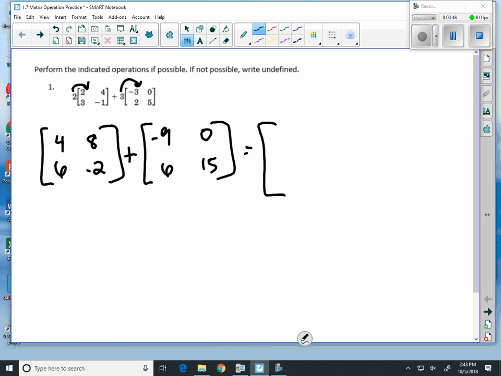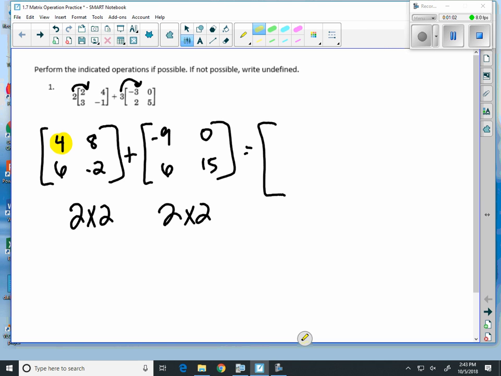So once you have those, now for our addition property, if we're working with 2 matrices, we have to make sure that they're both the same size before we can add them. Since they are both a 2 by 2, we're fine to go ahead and start adding.